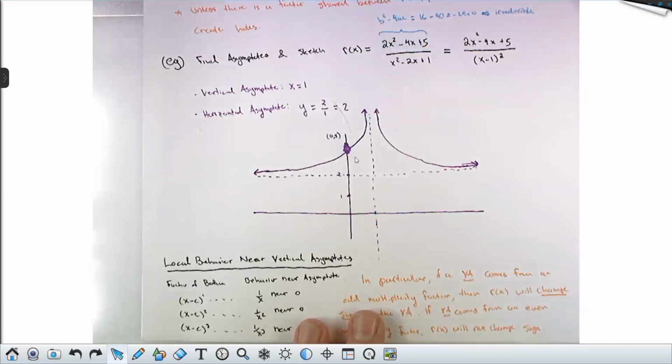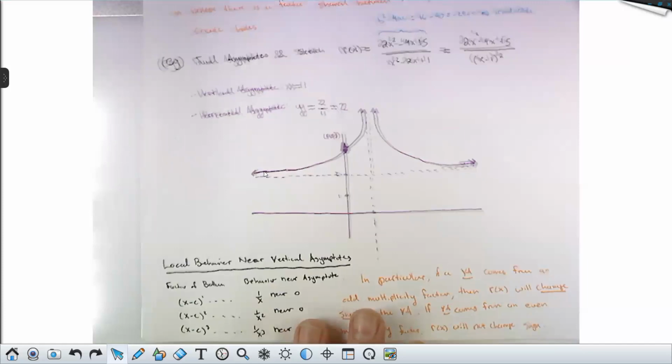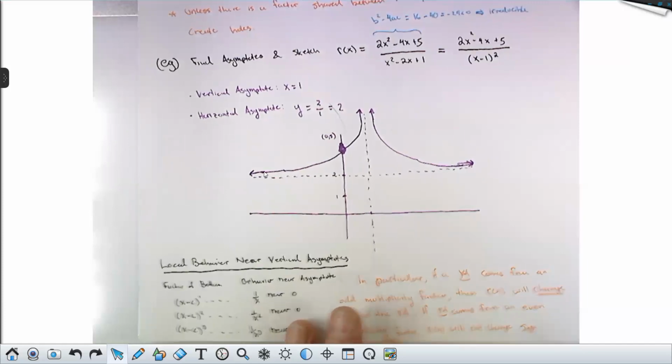So this y-intercept tells me that this arrow has to go up. The multiplicity being even tells me that this arrow has to match the first arrow. If this one goes up, this one goes up. If this one goes down, this one goes down. Since this one goes up, this one must also go up. Once I have these two arrows in here, the rest of the graph is easy to sketch. I know then that I'll be approaching this horizontal asymptote from above. And I know then that I'll be approaching this horizontal asymptote from above. Nifty, right?